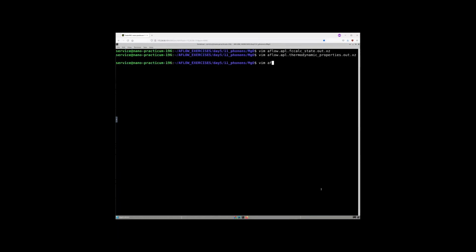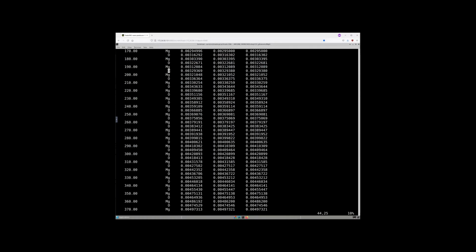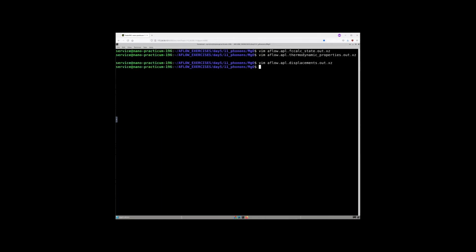The last property, the displacements, are found in AFLOW-APL displacements.out. And if we go to, let's say, 300 Kelvin, we see that magnesium has a slightly larger displacement than oxygen here. This is for magnesium oxide.